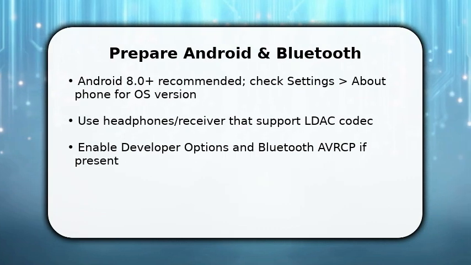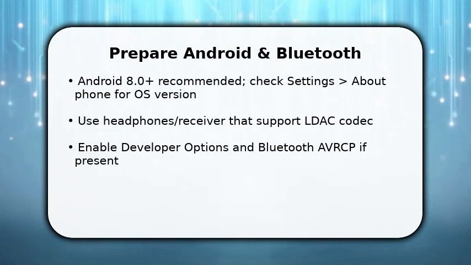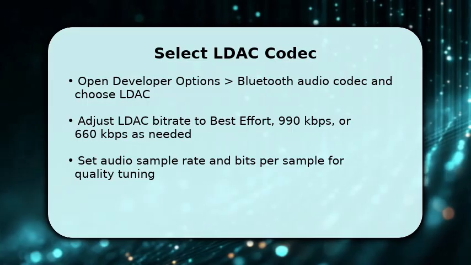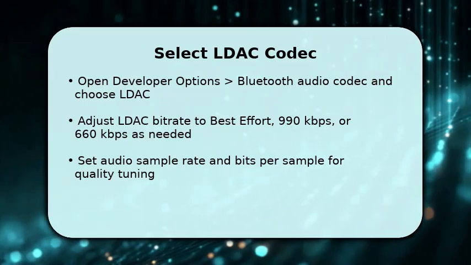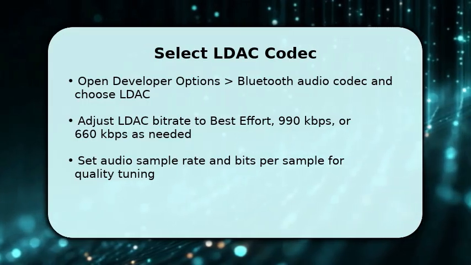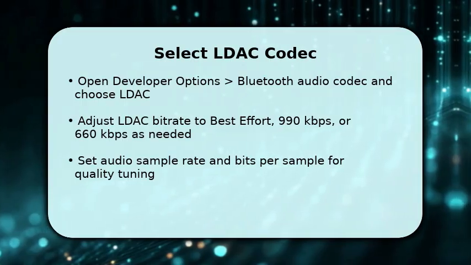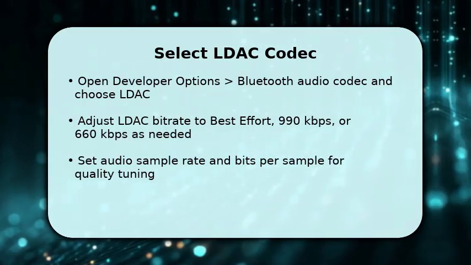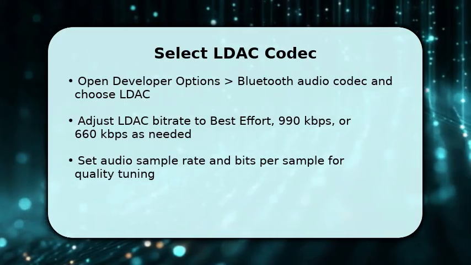With the device connected, go into Developer Options and locate Bluetooth audio codec. Select LDAC. Once selected, you'll see bitrate and performance options. Choose 990 kbps for maximum quality or 660 kbps for balance.